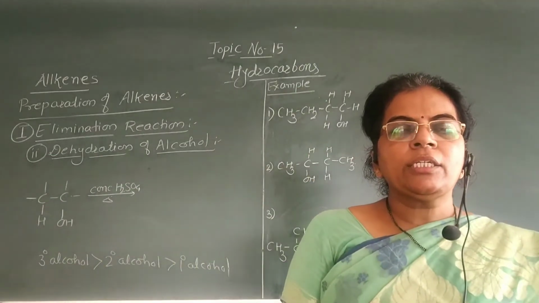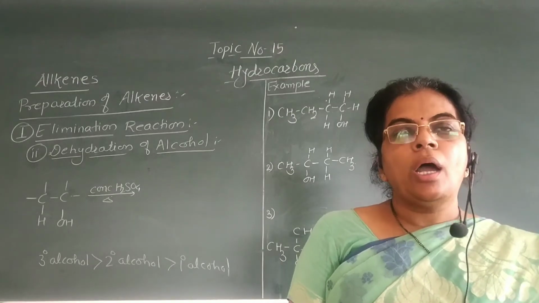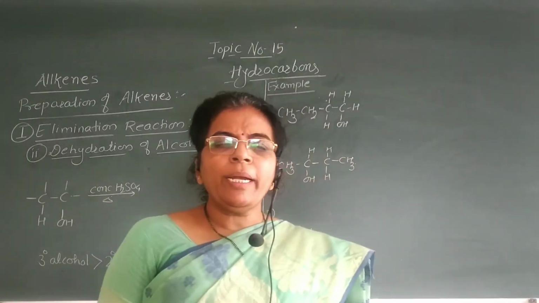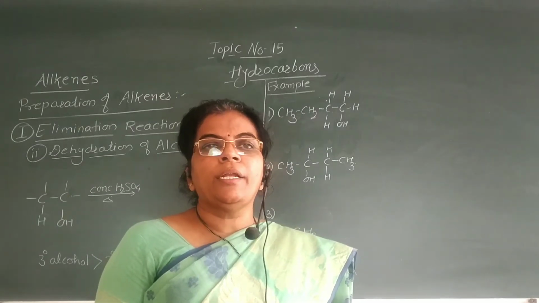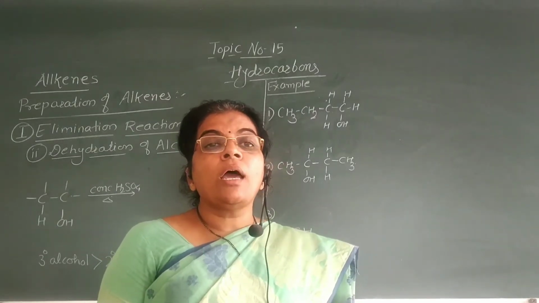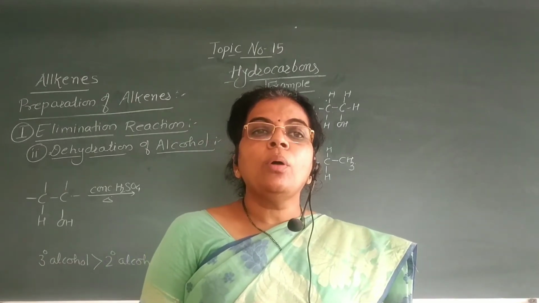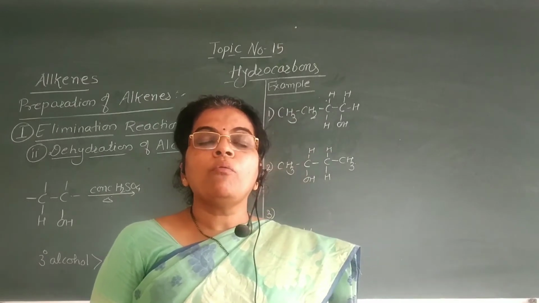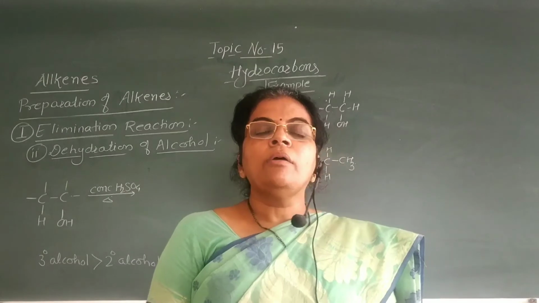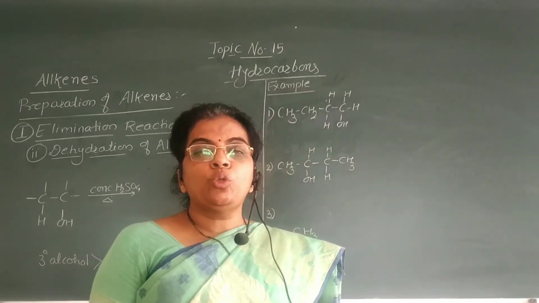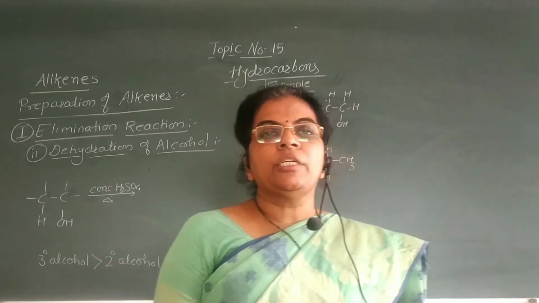Next elimination reaction we are going to see is dehydration of alcohols. Now what is meant by dehydration? Removal of water molecule is known as dehydration. When alcohols are heated with concentrated sulfuric acid, they undergo alpha beta elimination or 1,2 elimination to give the corresponding alkene. In this reaction, removal of H2O or water is carried out, therefore it is called a dehydration reaction.